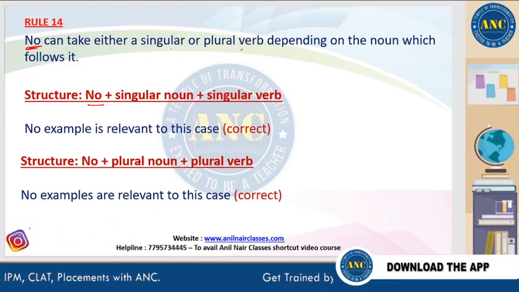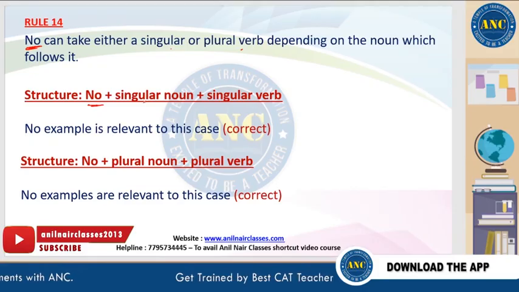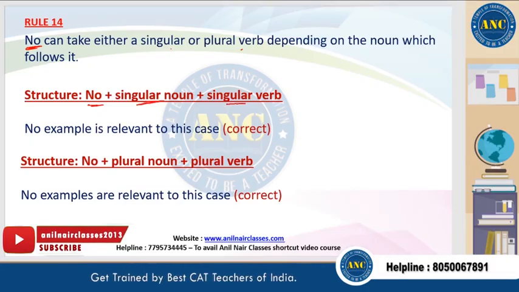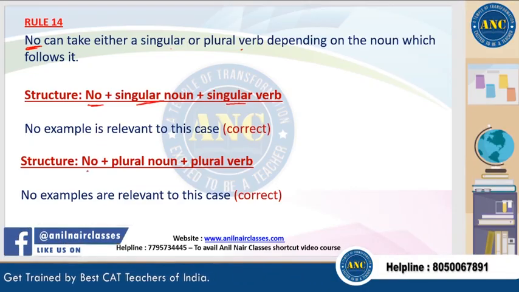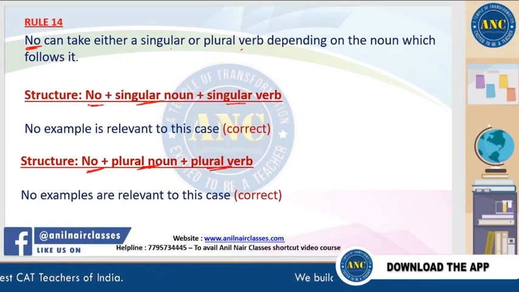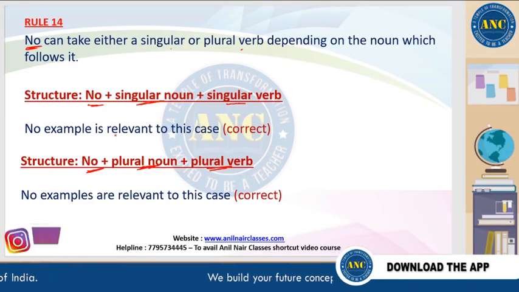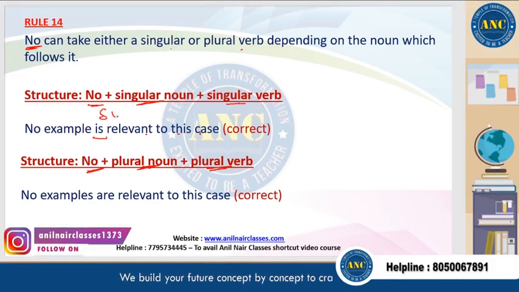So, if after the word "no" you have a singular noun, you'll use a singular form of the verb. If after "no" you have a plural noun, then you'll use the plural form of the verb. Like, "No example is relevant to this case." "Is" is the singular form of the verb.